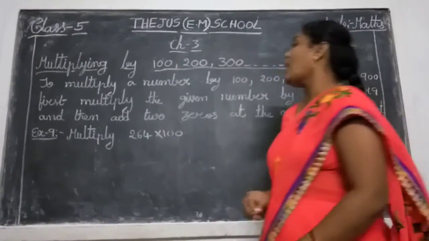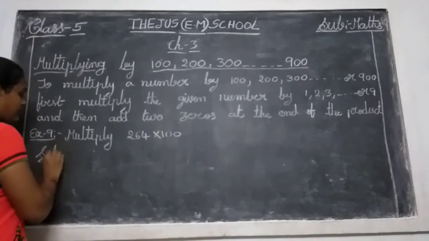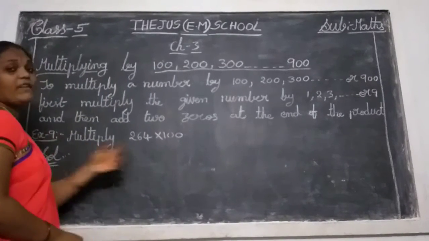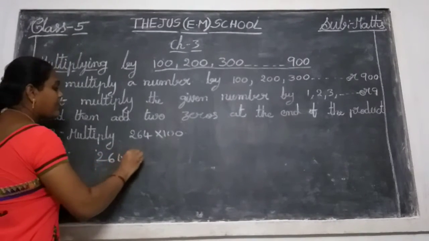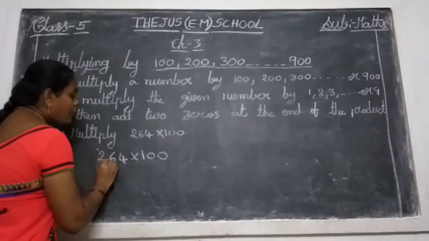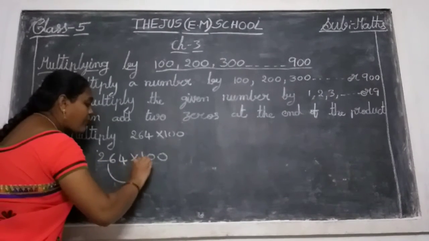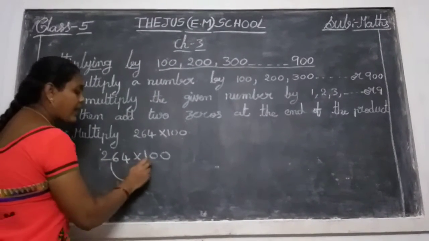Okay children. Now explain that one. See here. What is the given sum here? 264. Example sum, children, in your textbook. 264 into 100. So first 264 into 1. You do the multiplication of 264 with 1.